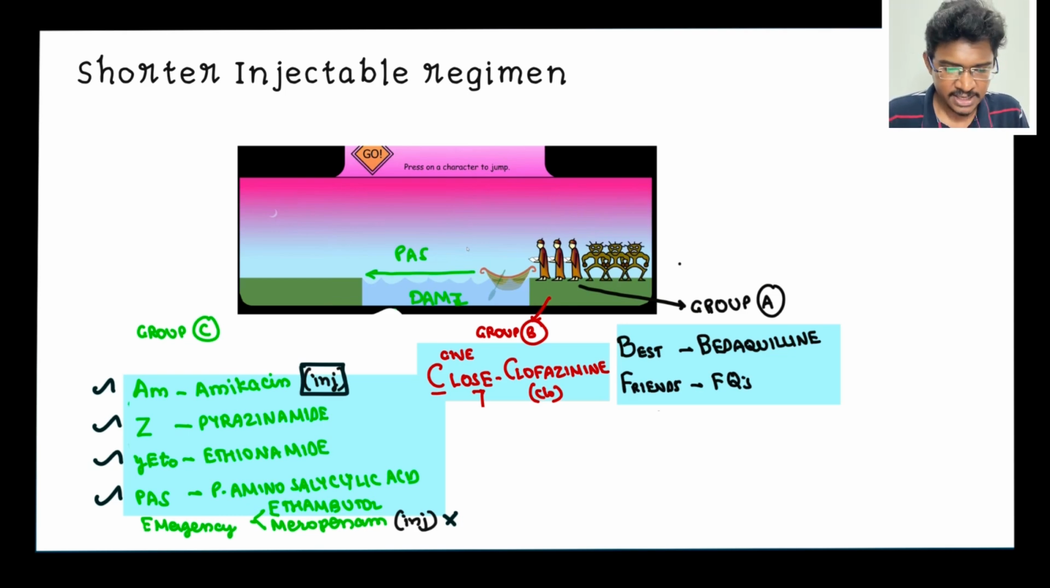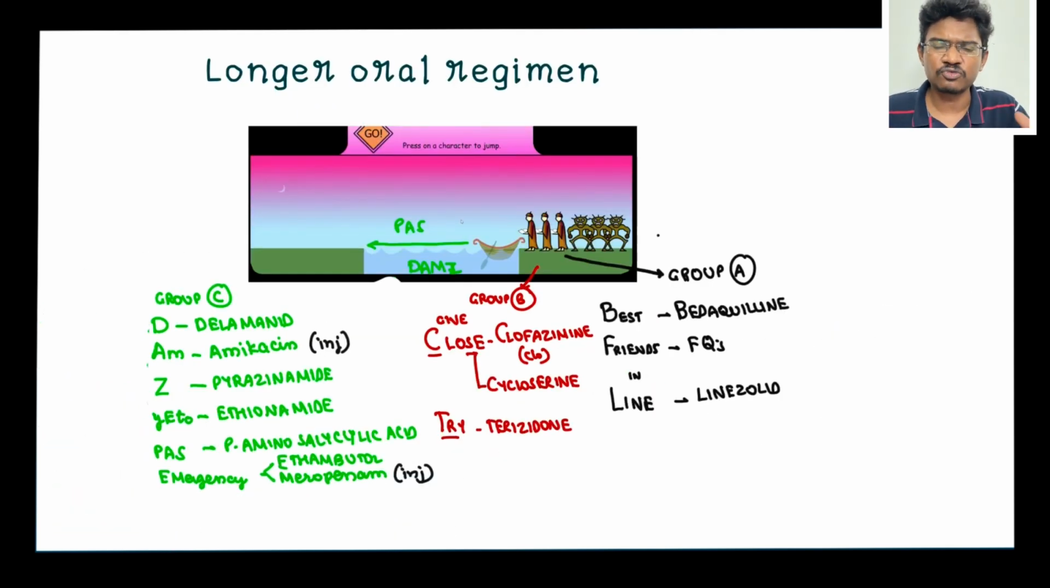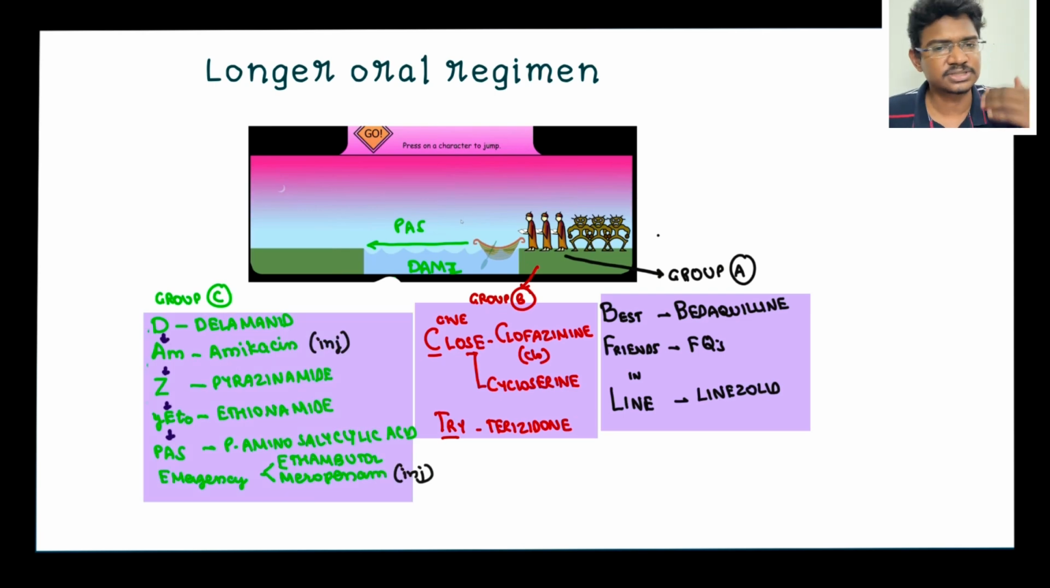Okay, yes. Next, the longer oral regimen. See, this is why we discussed this order. Previously, they were just giving some group of drugs for 18 to 20 months, whether the patient was resistant or not, bombarding with all those drugs for 18 to 20 months. Now it is purely logical.